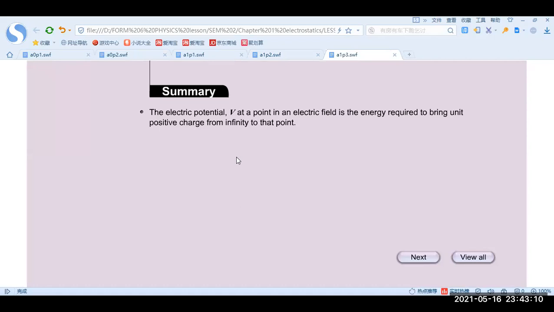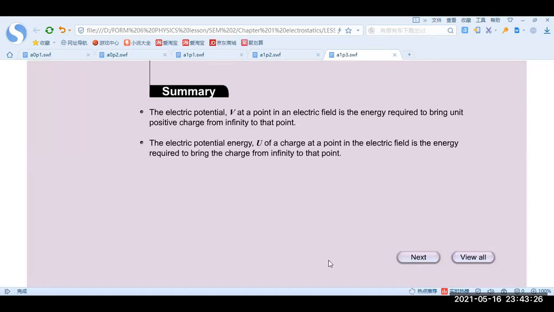Next, the electric potential V at a point in the electric field is the energy required to bring a unit positive charge from infinity to that point. The electric potential energy U of a charge at a point in the electric field is the energy required to bring the charge from infinity to that point.